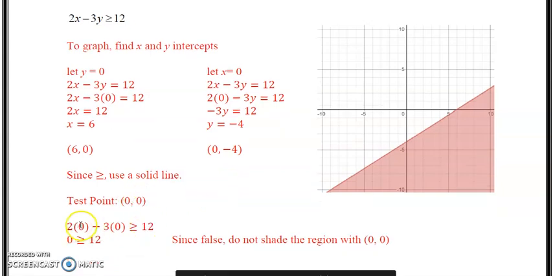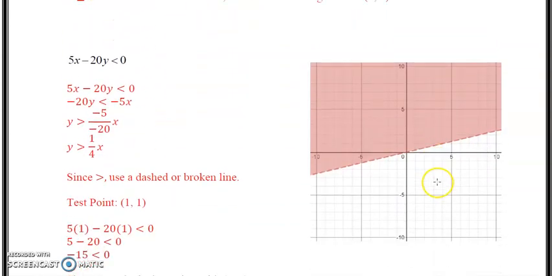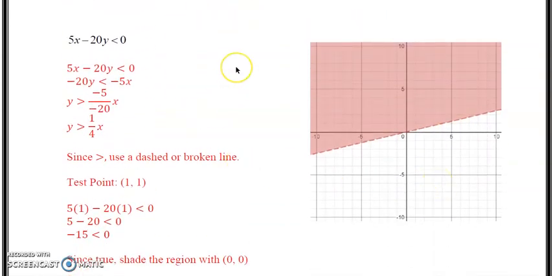Pick a test point 0, 0 again. So 2 times 0 minus 3 times 0 is greater than or equal to 12. 0 is greater than or equal to 12, which we know is false. So therefore, you don't shade the region with the 0, 0. You shade the opposite side, right? And then this third example, very similar to what we did in the last one.